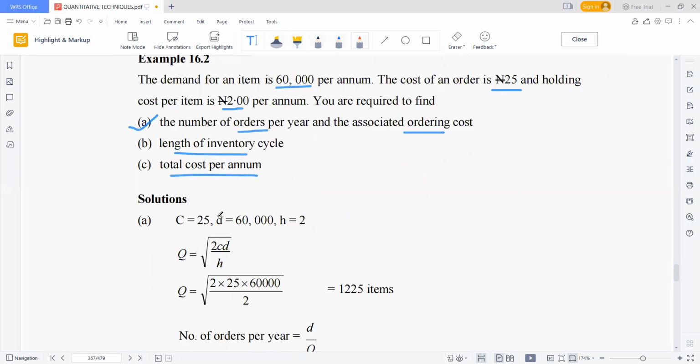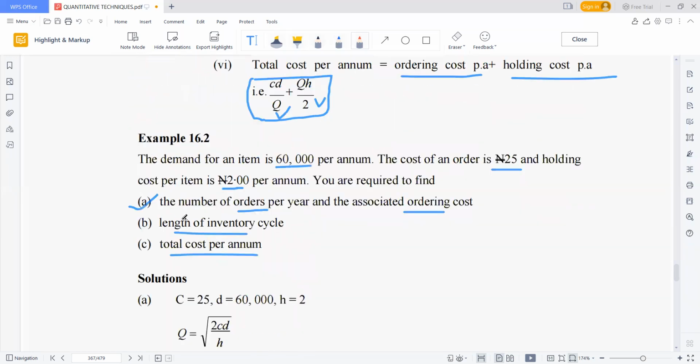Now the solution. The C, which is our ordering cost, is 25. We spelled it out here. Our D is demand. Note that demand must be per annum. In case the question gives you per week, multiply to get per annum. Then holding cost is 2 naira, which is this.